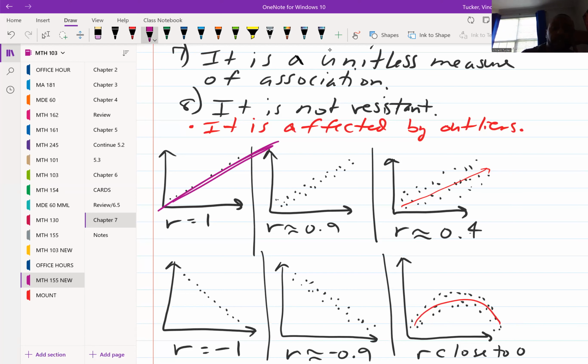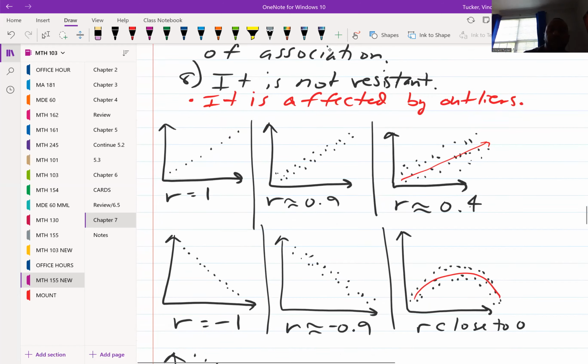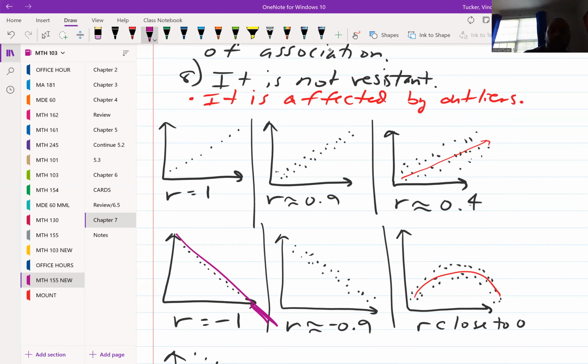So here we have a straight line that's r equal to 1, but then here we have a little bit more spread, so that's 0.9. And this is just me guesstimating. We're just showing you the effects of moving closer to 0 and what that means for us. And then even more spread, going to 0.4. We see that there's still an increasing pattern, but it's not as close to a perfect line as 0.9 would be. And then the same thing happens when you're looking at a negative number.